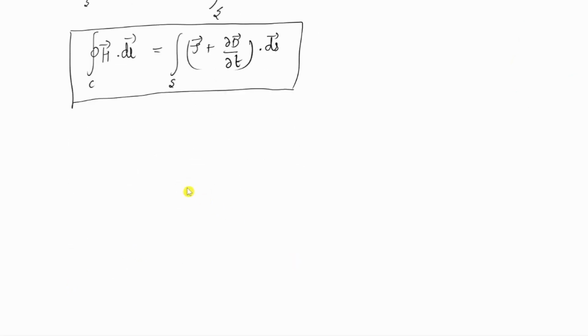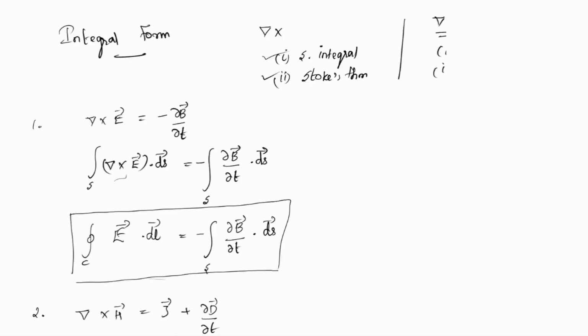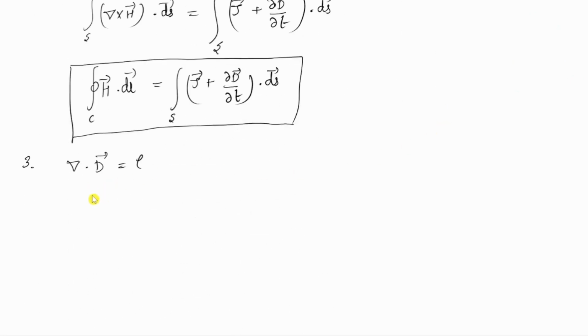Now let us write the third equation. What is the third equation? Del dot D is equal to rho. Here we have a divergence, del dot term. As per the rule, if a del dot divergence term comes, we first take the volume integral and then apply the divergence theorem. So let us take the volume integral on both sides: the volume integral of del dot D dv is equal to the volume integral of rho dv.